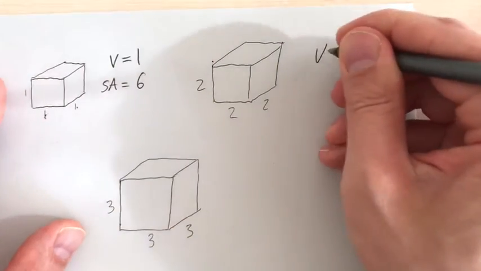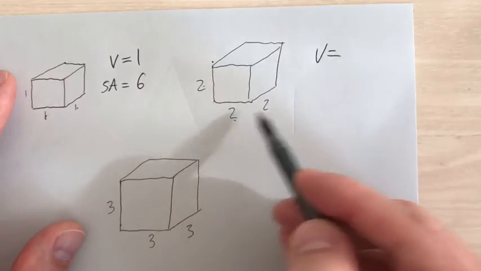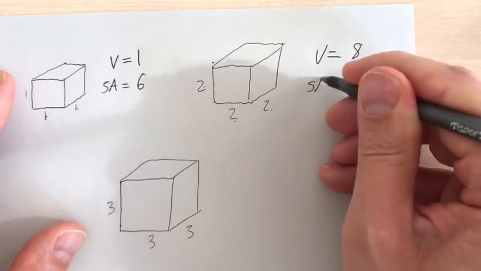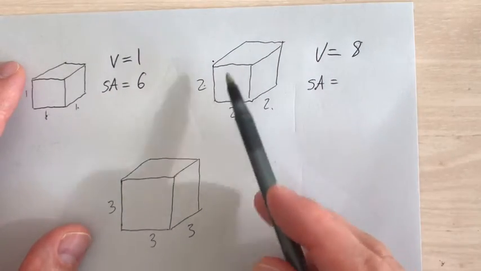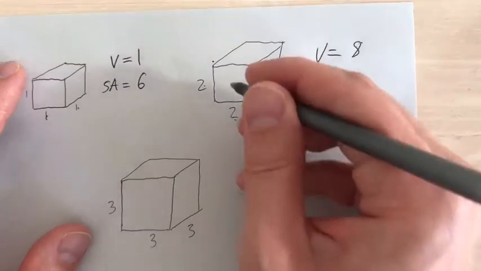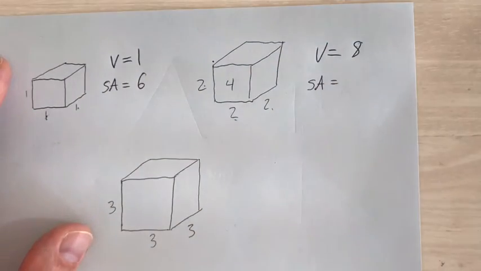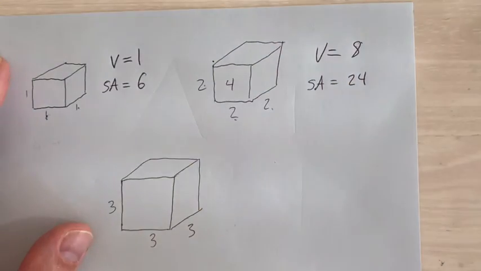The volume of this guy would be, let's see here, a 2 by 2 by 2. So that would be 8. The surface area of this would be, there'd be 6 of these 2 by 2 squares. The area of just one of those would be 4. And then again, there are 6 of them. So 4 times 6 would be 24. So the surface area of this guy would be 24.